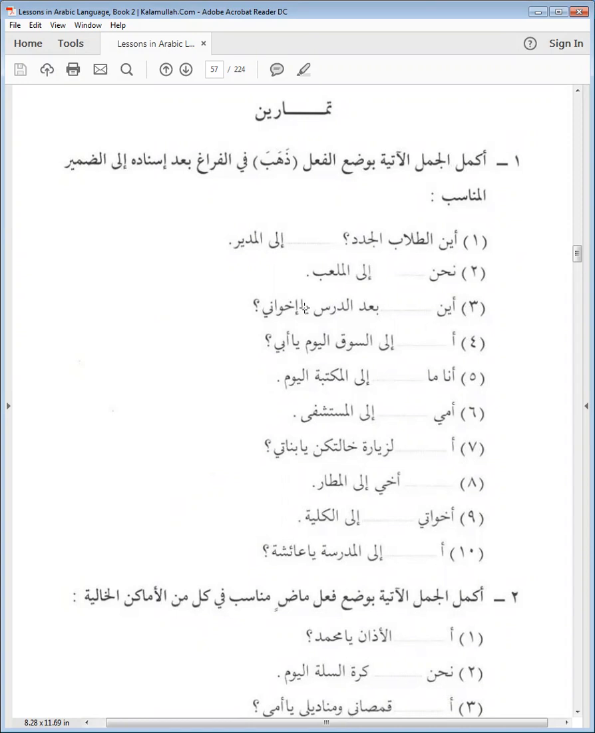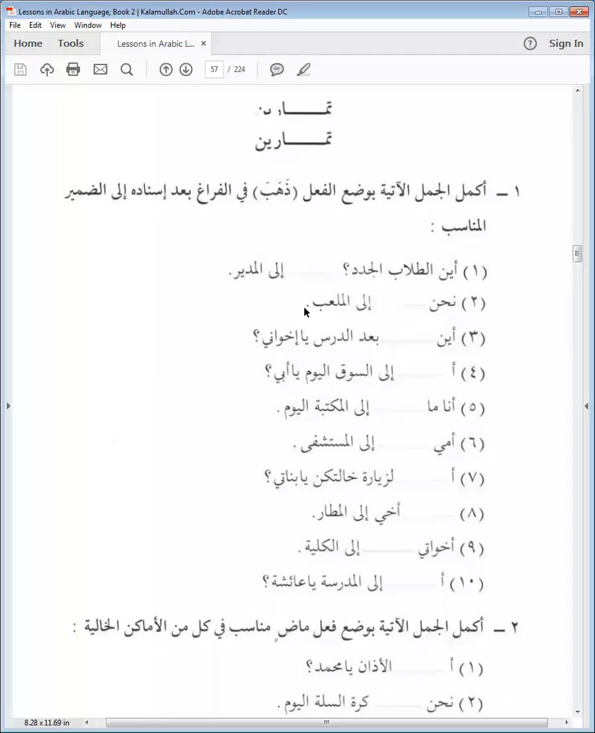Ikhwan is plural of akhun, or brother. So the plural of akhun is ikhwan, right? So therefore it's masculine plural. The second person masculine plural, we go back to our table.